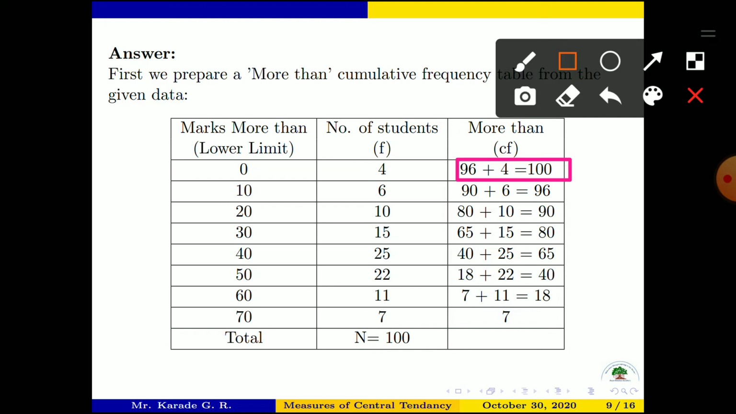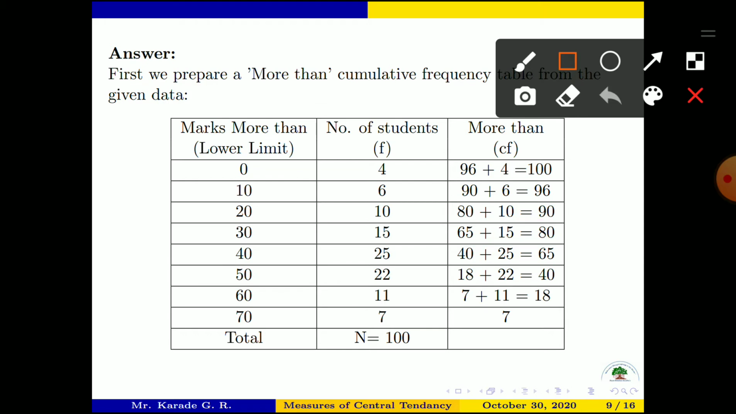So first of all, let us take any arbitrary cell and understand the meaning of this 80. It is a more than cumulative frequency 80, and it corresponds to the marks 30. The meaning is that there are 80 students having marks more than or equal to 30, having marks greater than or equal to 30. म्हणजे 30 आणि 30 पेक्षा जास्त मार्क्स असणारे किती विद्यार्थी आहेत, तर 80 विद्यार्थी आहेत, असं याचं सिंपल मिनिंग आहे.